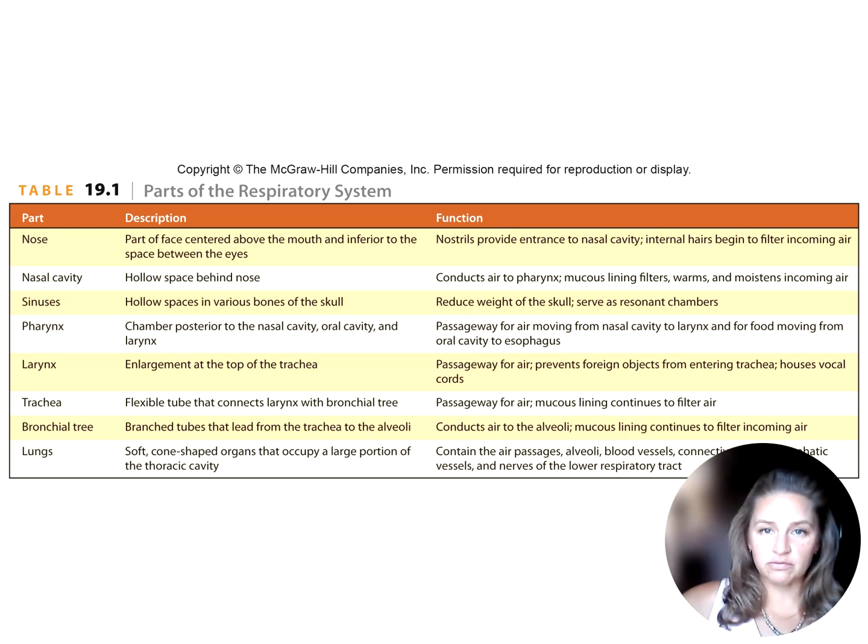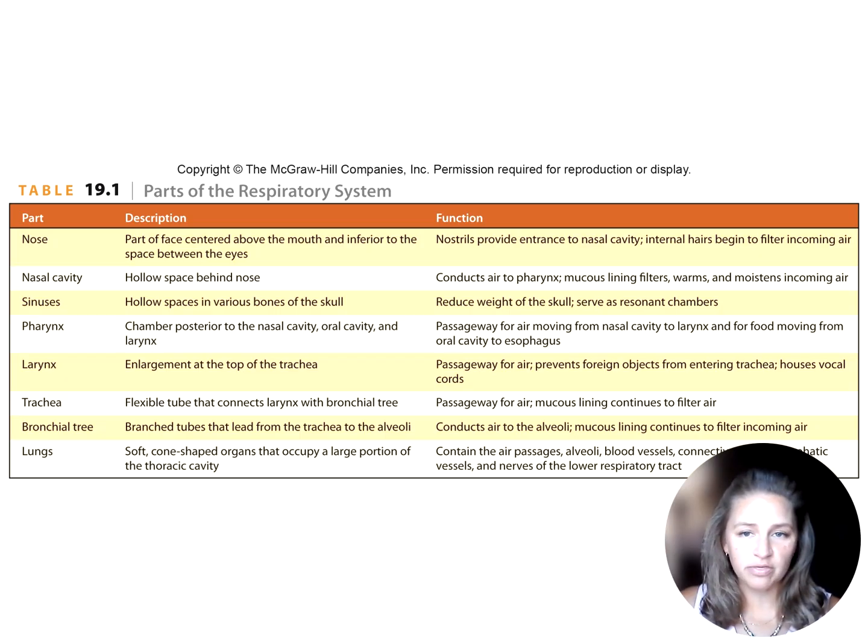This just summarizes the different parts of the respiratory system that we just went through. This again would be a great slide to help answer some of the questions about the parts of the respiratory system if you want to pause here.